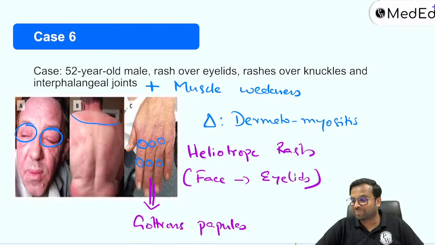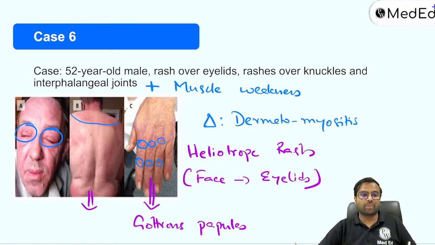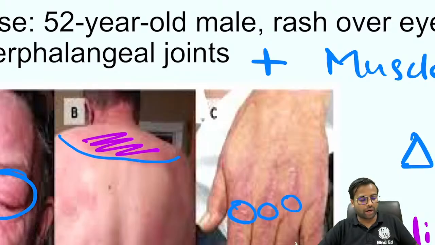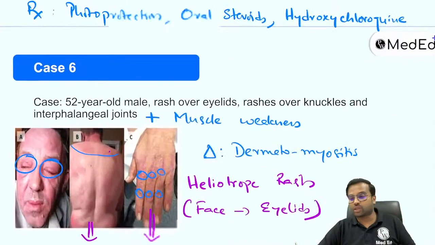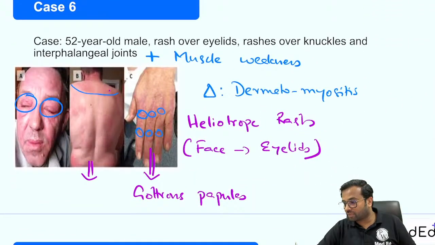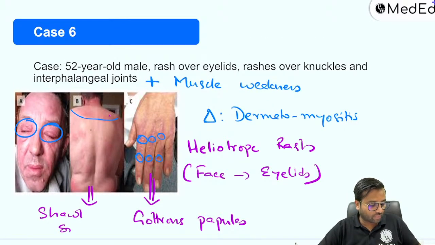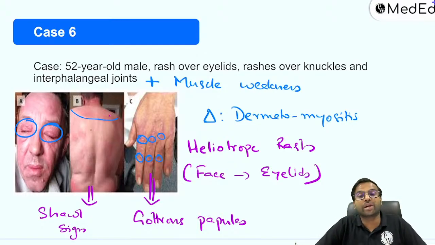And what is this image? Where you can see that there is a rash over the upper part of this back, that is called as, yes, that is called as shawl sign. It is called as shawl sign. So this is about dermatomyositis.